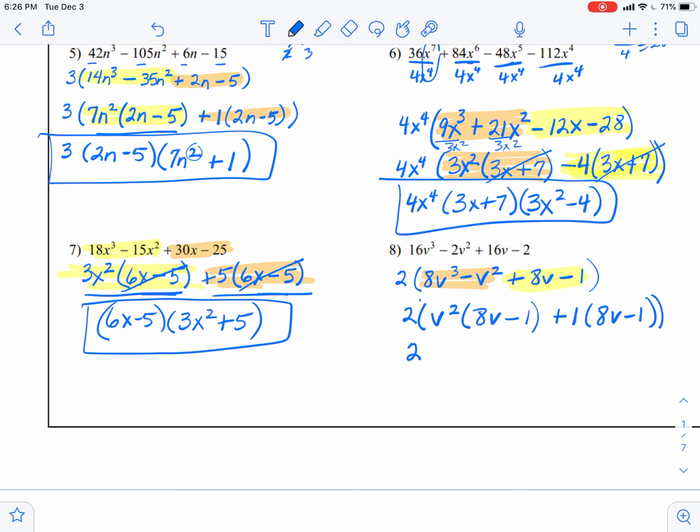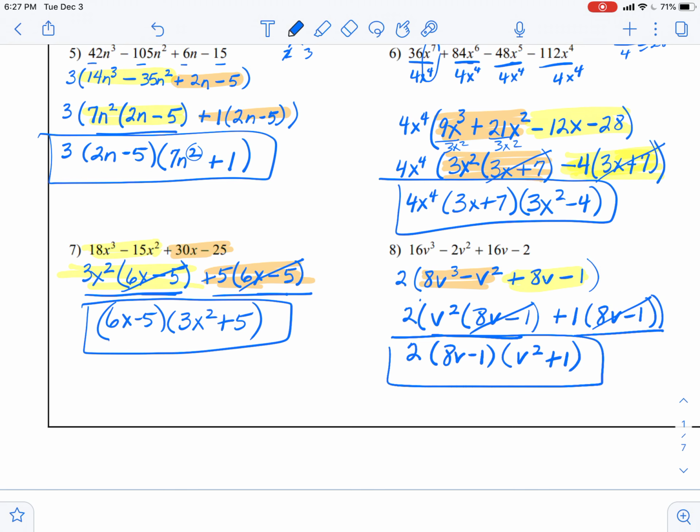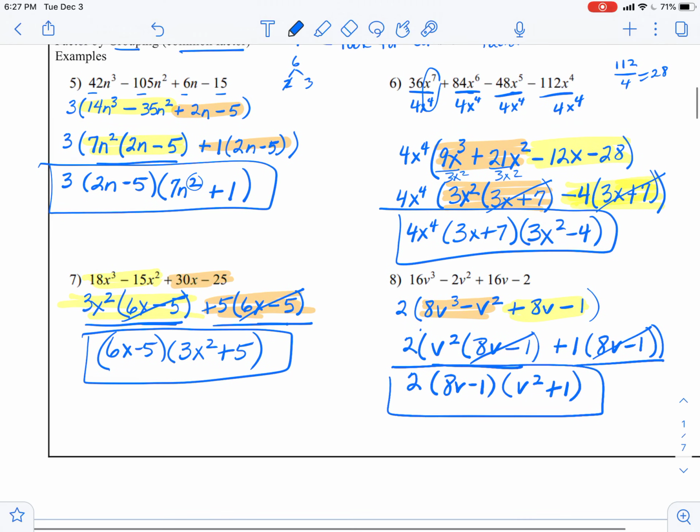Okay, the 2's out in front. Now again, what do these two have in common? 8v minus 1. If I mark that out, what's left? v squared plus 1. Okay, final answer. Okay, so that is your factor by grouping.